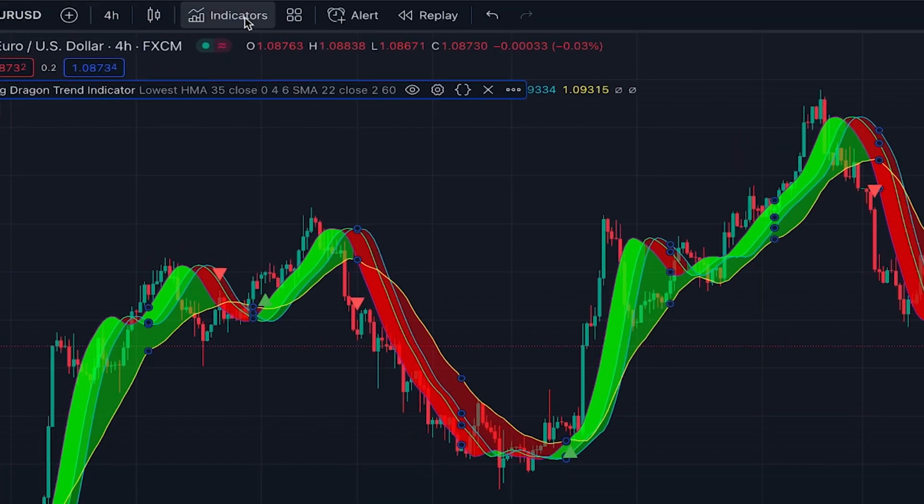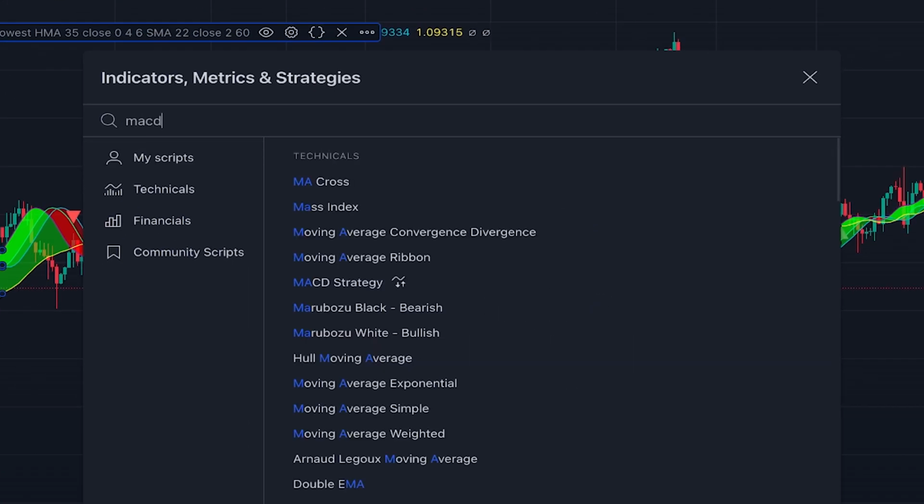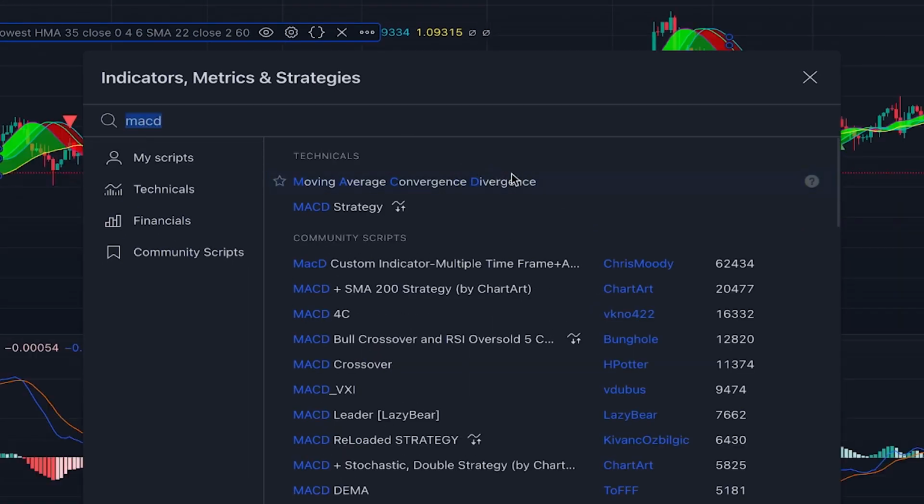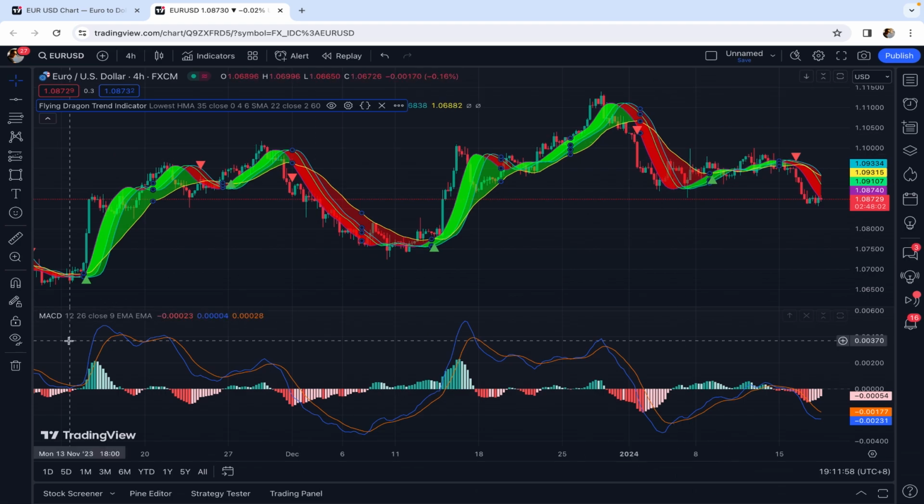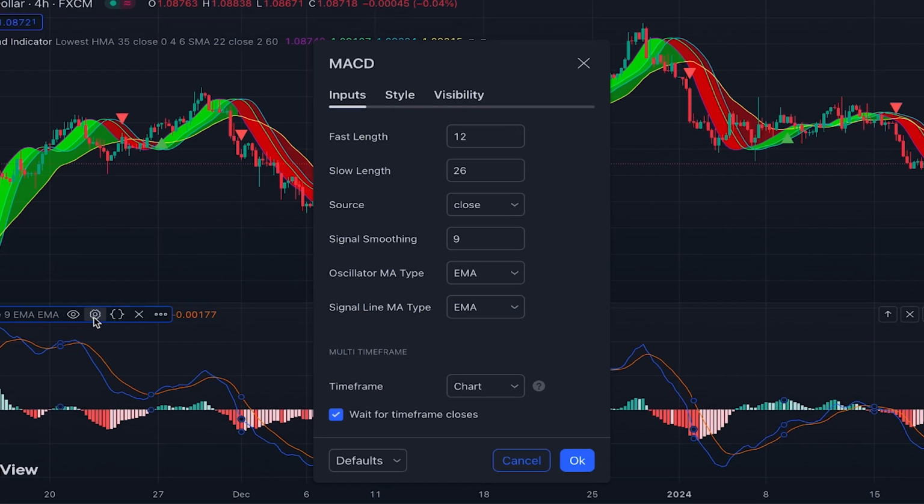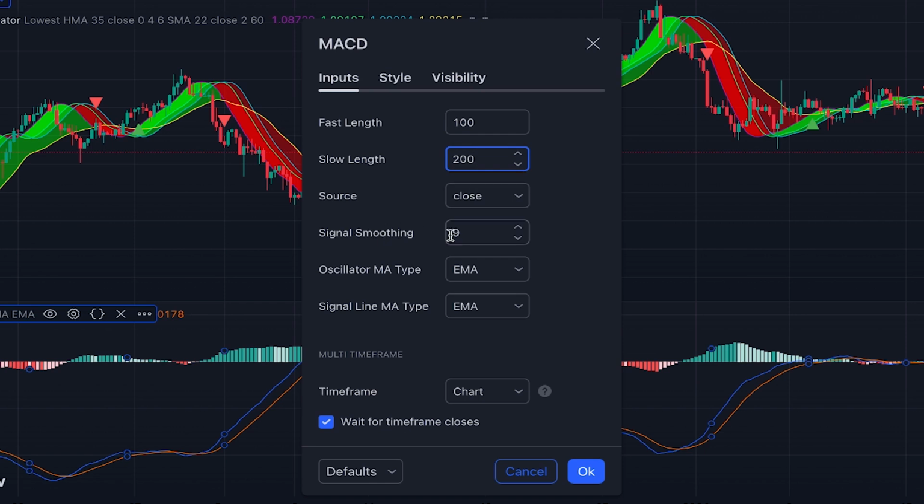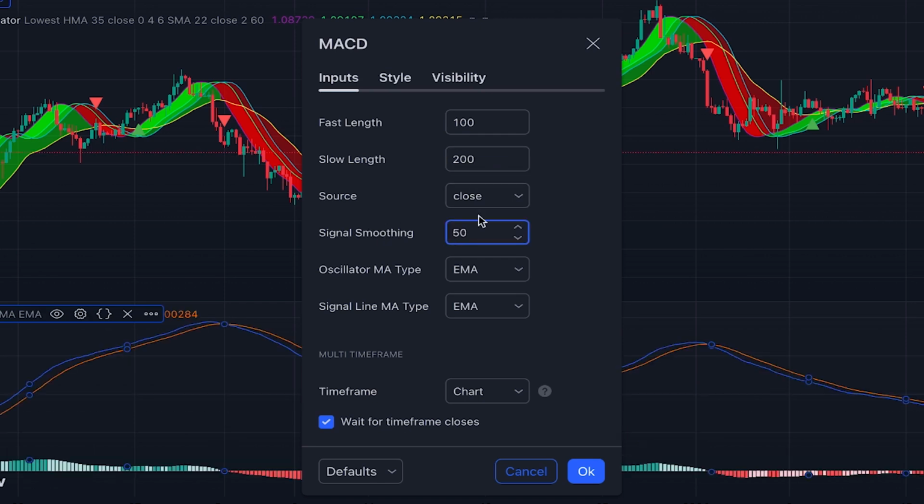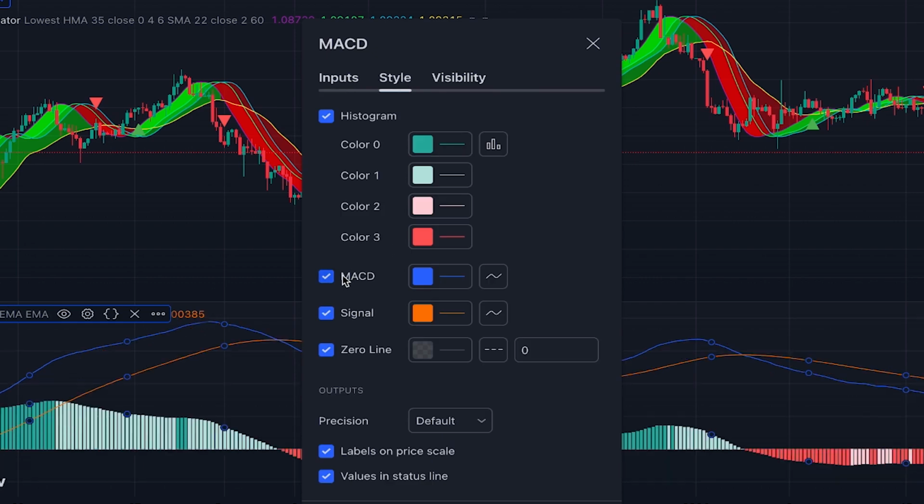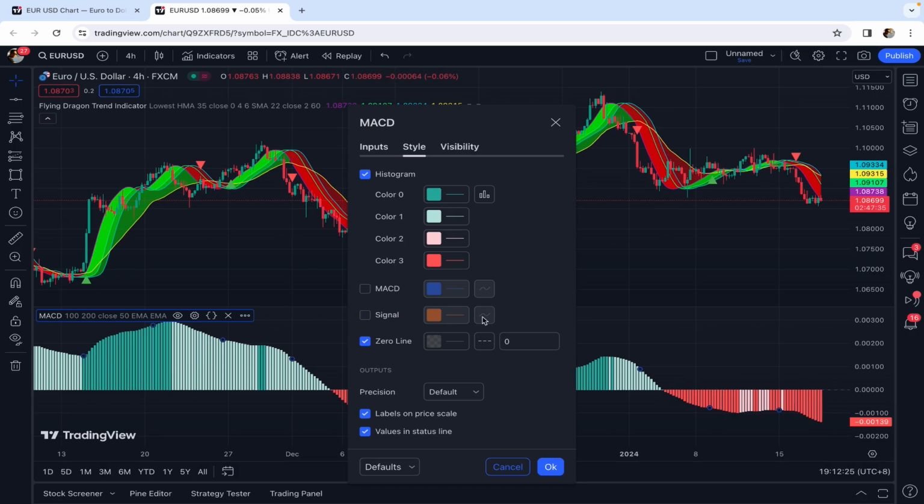So here we click on indicators and we search MACD. This one, moving average convergence divergence, and we go to the settings of the MACD to change the default settings. Here for the fast length we set it at 100, for the slow length we set it at 200, and for signal smoothing we set it at 50. And then here in the style tab, we remove MACD line and signal line because we don't need them.